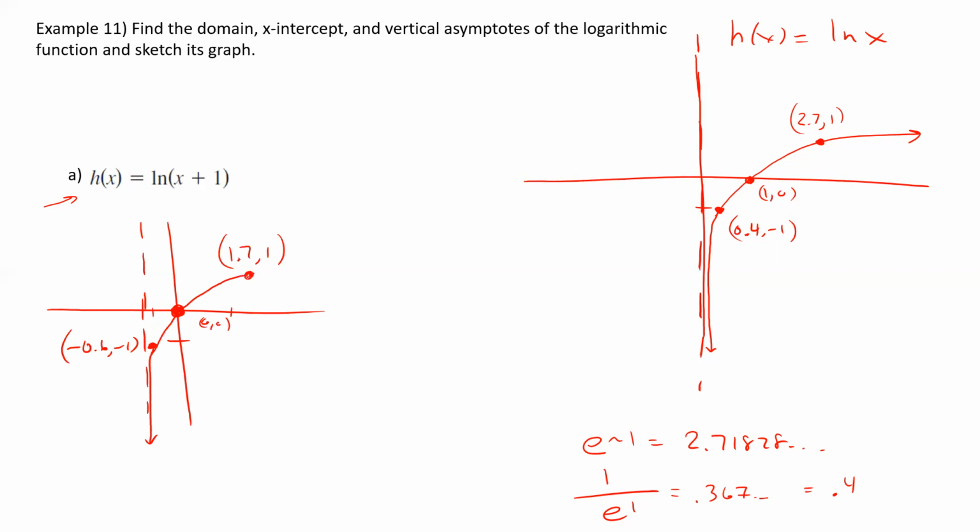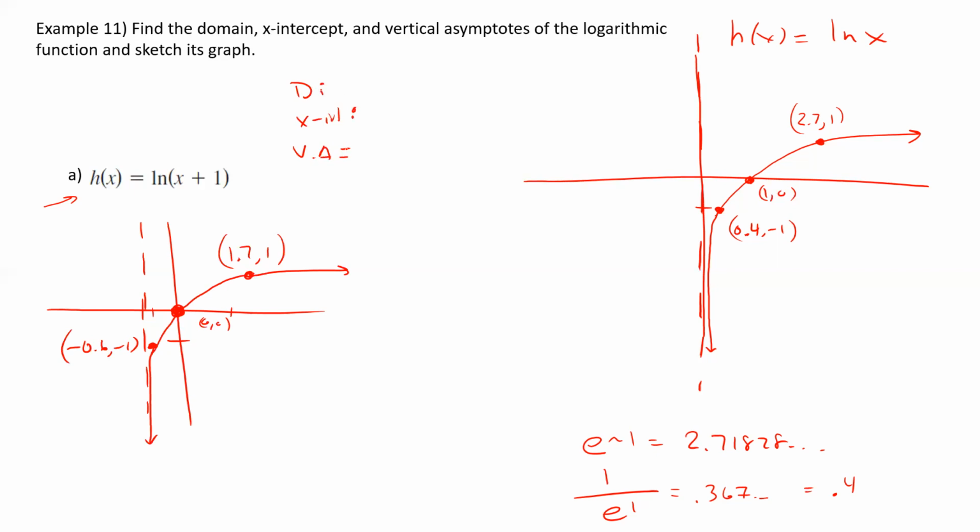And there's my graph. I forgot to put a little dot there. Boom. I need domain, I need x-intercept, I need vertical asymptote, or VA. And that's it here.